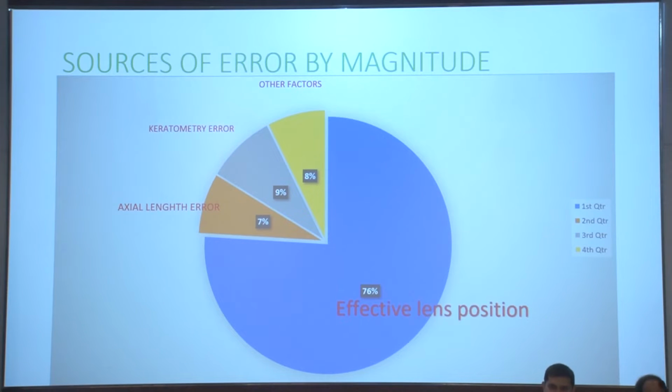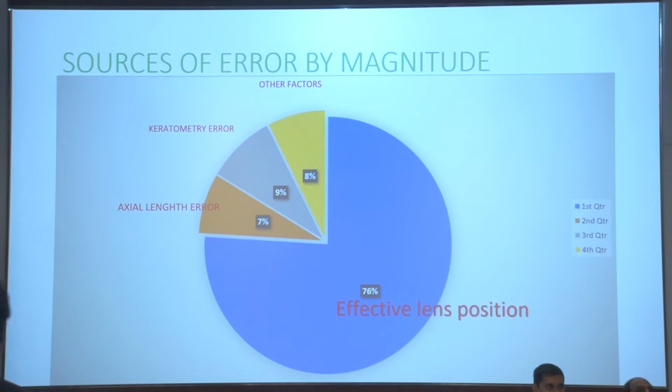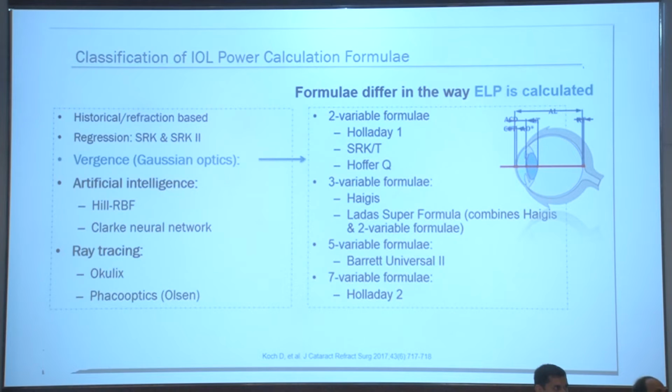So we have excellent measurements, very good corneal measurement, but even so we are getting many refractive surprises. Among the sources of error, in 76% of cases the ELP is one of the main culprits. So all the formulas at present focus on how to get a good effective lens position calculation. Now, the classification of IOL power calculations goes from the historical method to the regression based method.